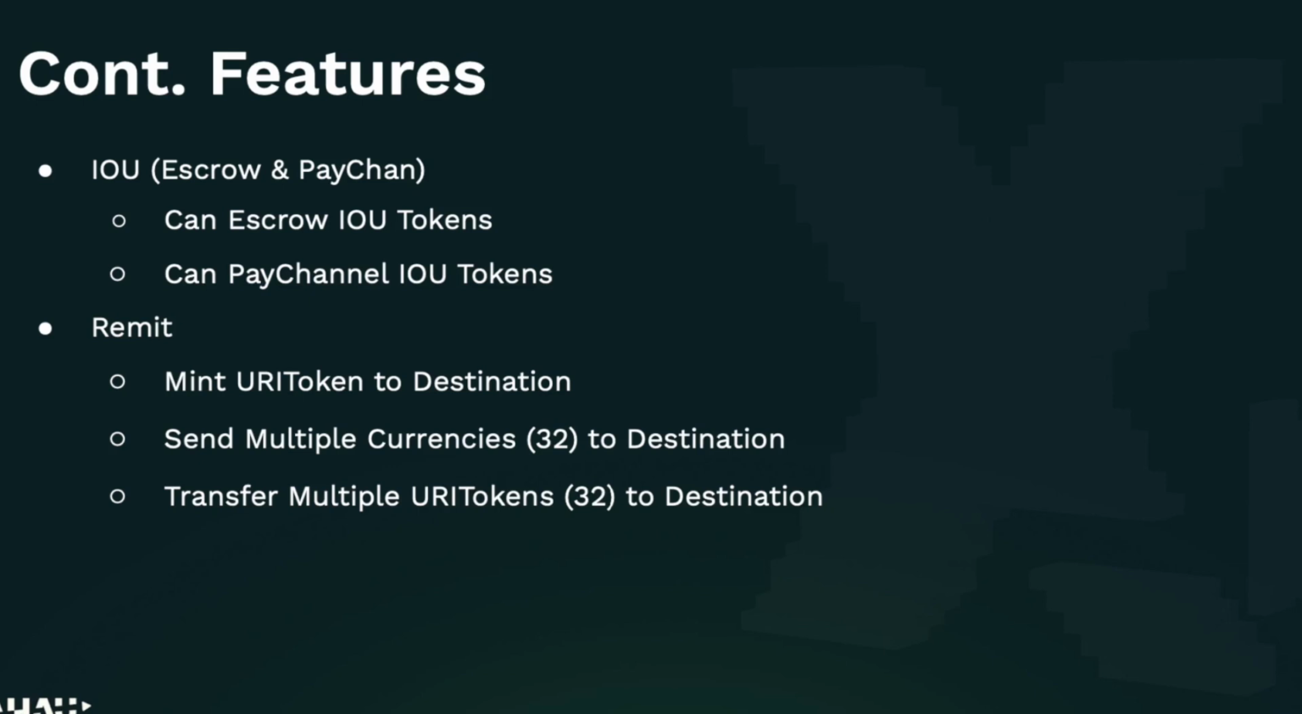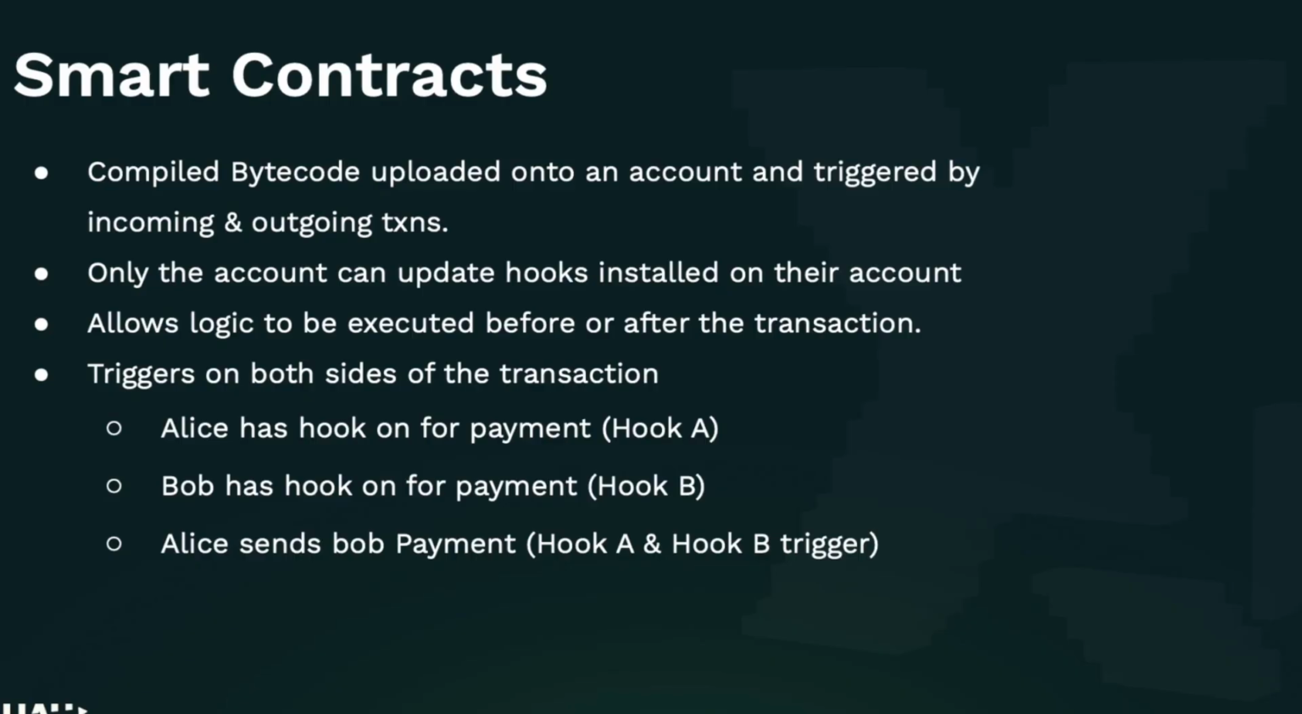So we're going to start to dive into hooks. I'll explain what hooks are. Hooks are smart contracts for XRPL ledger protocols. Smart contracts are compiled bytecode deployed to the blockchain, and then the blockchain comes to a consensus, and then transactions are then executed against that.